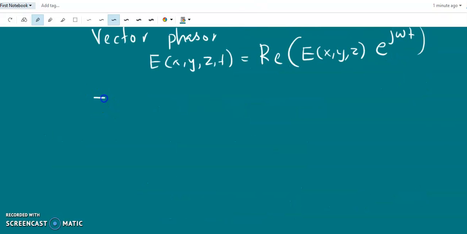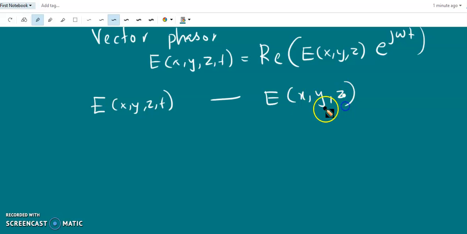Since the electric field is represented by the vector phasor, this is the instantaneous expression, and it is represented by the vector phasor E(x, y, z).